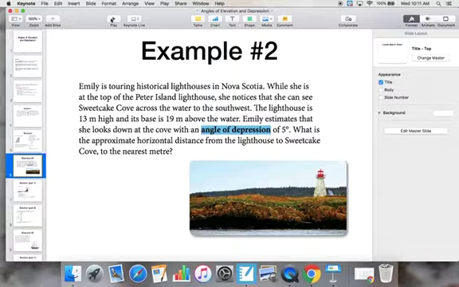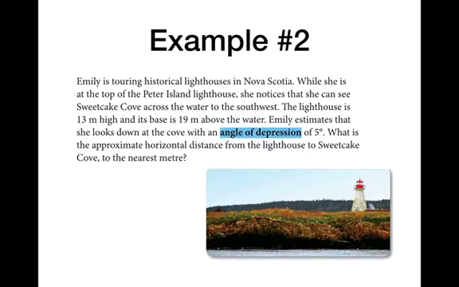All right, let's look at a second example. This one's going to be using an angle of depression. Emily is touring historical lighthouses in Nova Scotia. While she is at the top of the Peter Island Lighthouse, she notices that she can see Sweet Cake Cove across the water to the southwest. The lighthouse is 13 meters high, and its base is 19 meters above the water.